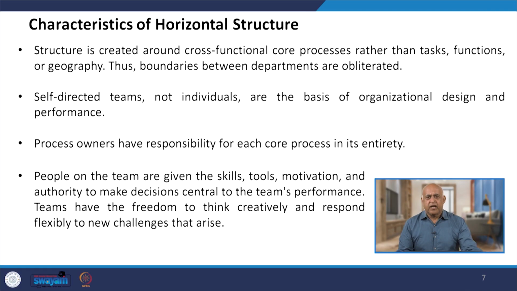People on the team are given the skills, tools, motivation and authority to make the decisions central to the team's performance. Teams have the freedom to think creatively and respond flexibly to new challenges that arise. So, it is the responsibility of the team members basically. In the previous structure we have found team 1, team 2, team 3. So, team effectiveness will also depend on the team structure, and those teams which have the freedom to think creatively and respond flexibly to new challenges, that particular team will arise.